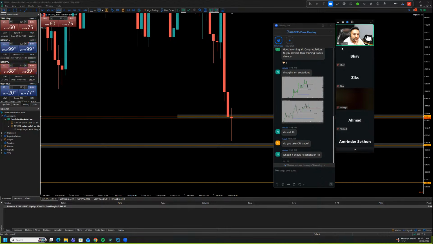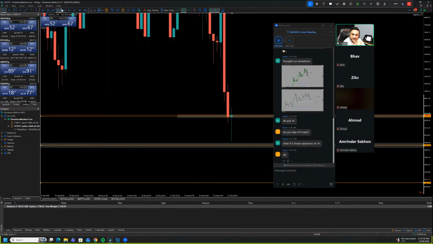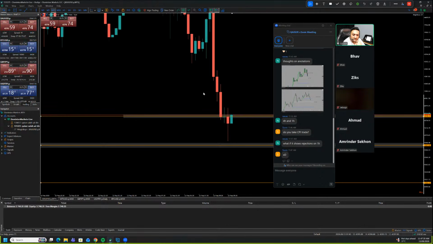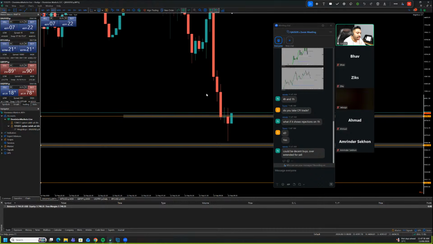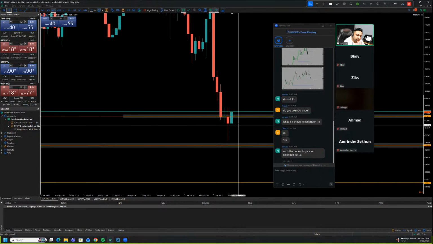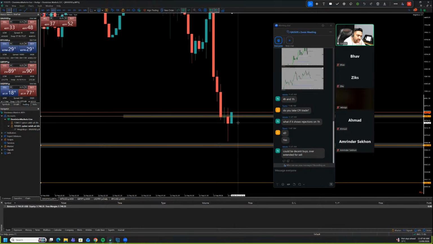Who remembers this structure? Do you take the CPI trade? No, I did not take a single trade on the CPI. Actually, I was not feeling comfortable with the CPI, so I didn't take any trade, and it did the same way. And if you remember my last live stream, I already told this thing. Last live stream, I took a sell from 43.74 according to the 15-minute. Still it hit my SL. My view and setup was correct, but it hit SL.